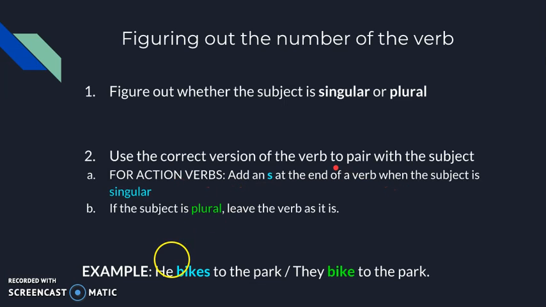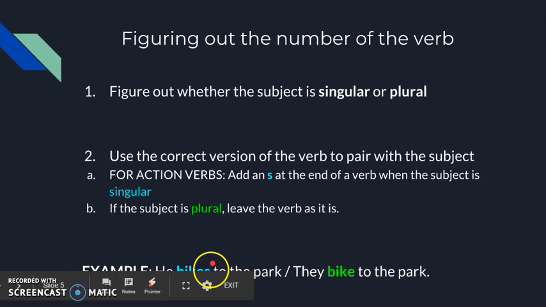For example, he, which is a singular subject, bikes to the park. Notice how there's an s at the end of the verb bike in order to pair with the subject. If the subject is plural, however, you do not need an s. You just need to leave the verb as it is. For example, they, which is a plural subject, bike. Notice how there is no s in that verb. They bike to the park.